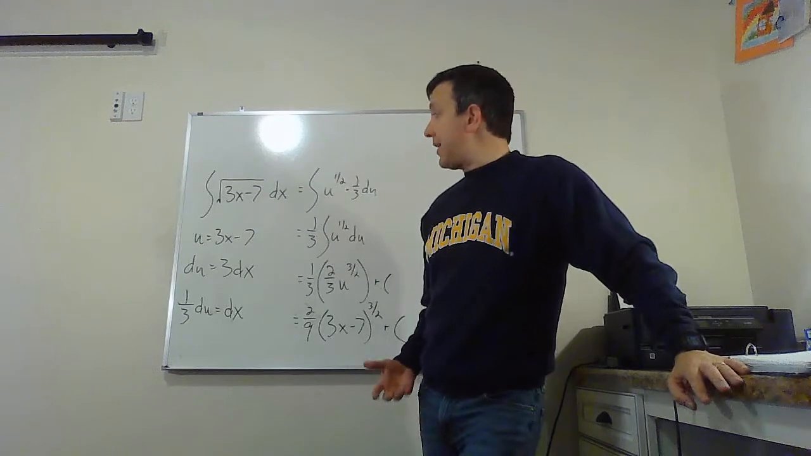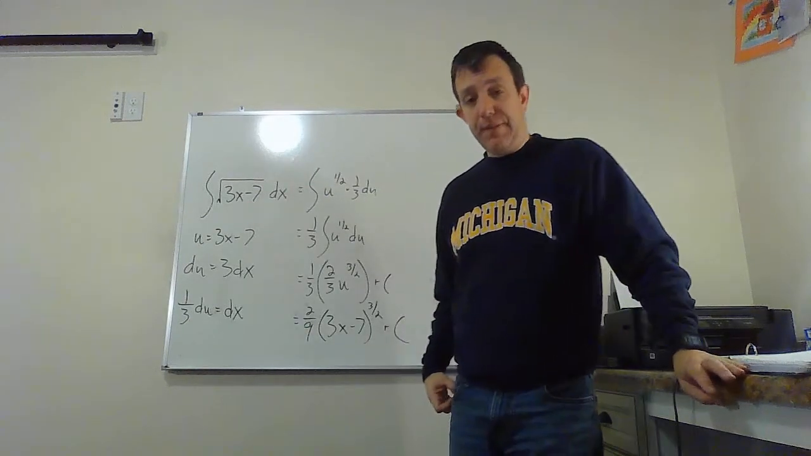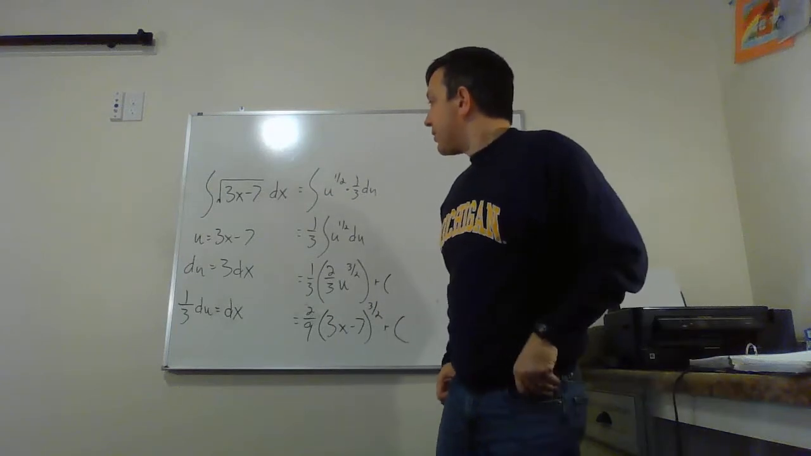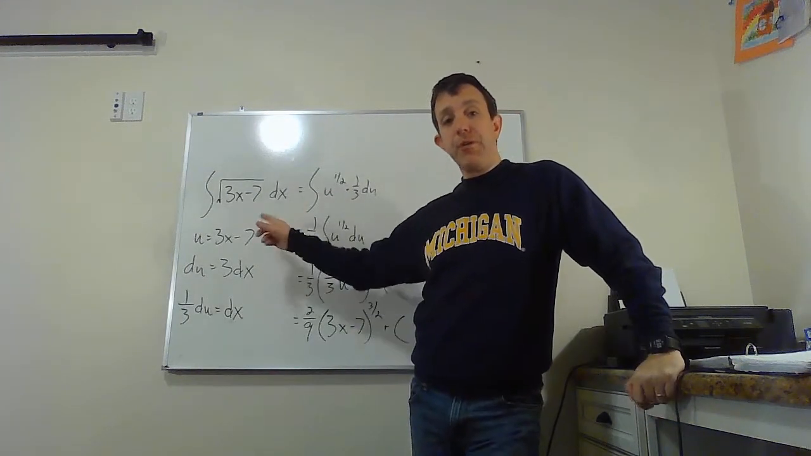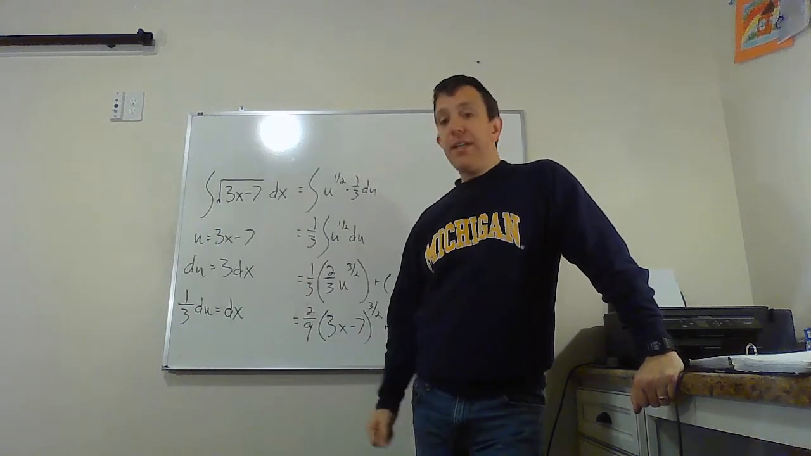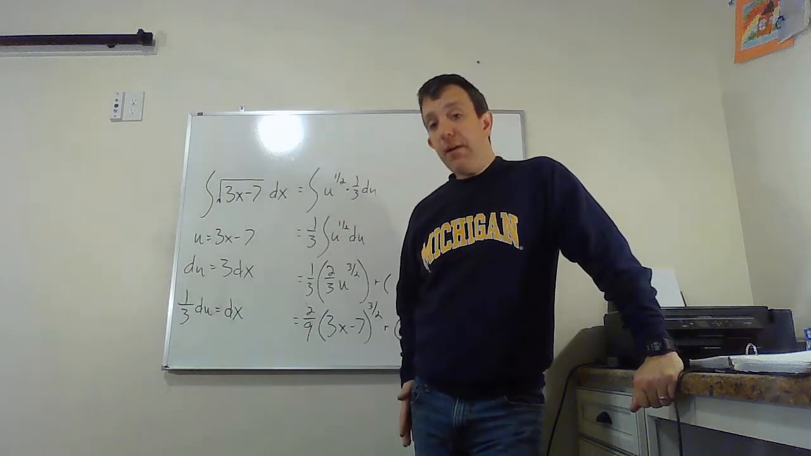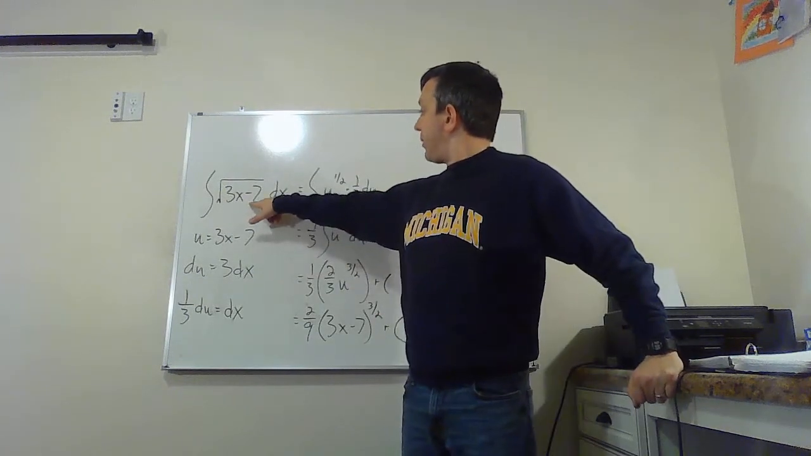Okay, so here's my next example. I want the indefinite integral of the square root of 3x minus 7 dx. So again, this is a great candidate for a substitution. I'm going to let u be the 3x minus 7, which means that du is 3 dx.